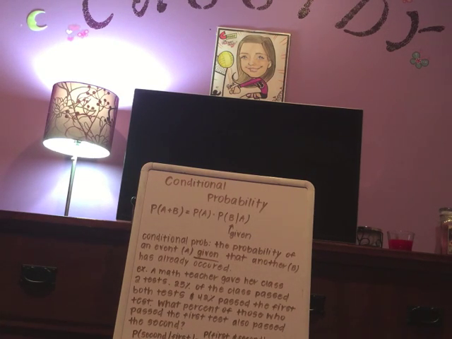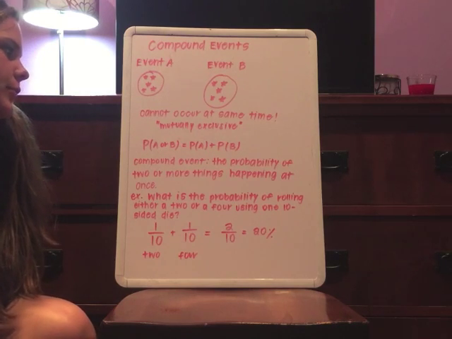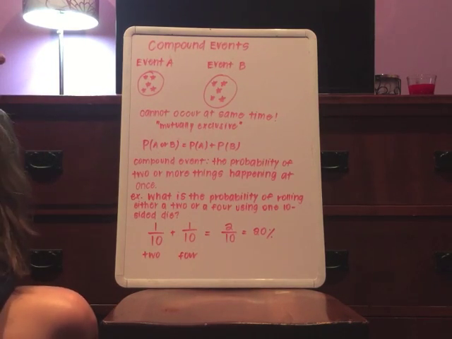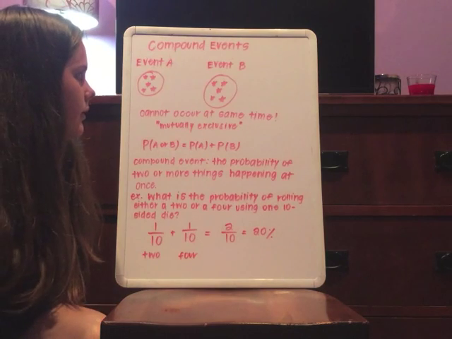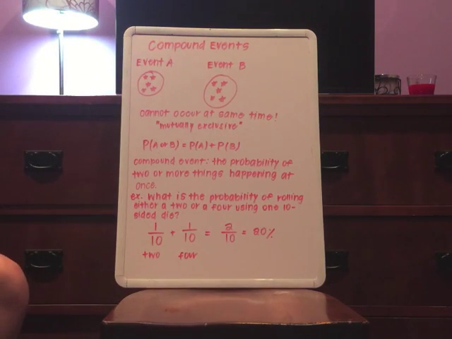Compound events are the probability of 2 or more things happening at once, and they can occur at the same time. And the formula is P(A or B) equals P(A) plus P(B). An example is, what is the probability of rolling either a 2 or a 4 using one 10-sided die? You just do 1 over 10, because there's only one chance of rolling a 2, plus 1 over 10, because you add since it's a compound. And then you get 2 over 10, which is 20%.